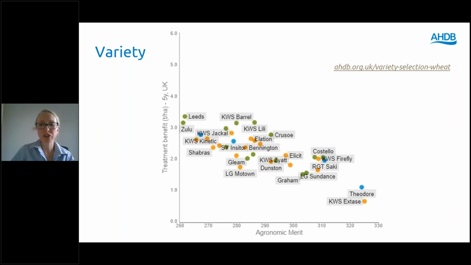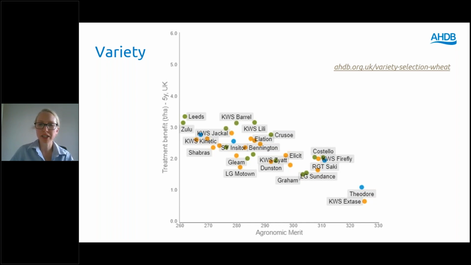And in an untreated situation, the more resistant varieties yield an average of 2 tonnes per hectare more than the susceptible varieties. So in other words, not treating KWS 6 Days will on average result in a 5% yield penalty, but not treating a variety like Leeds or Zulu will result in about a 35% yield penalty. So for me, this is really strong evidence that you can cut back on your fungicide input in these more resistant varieties.